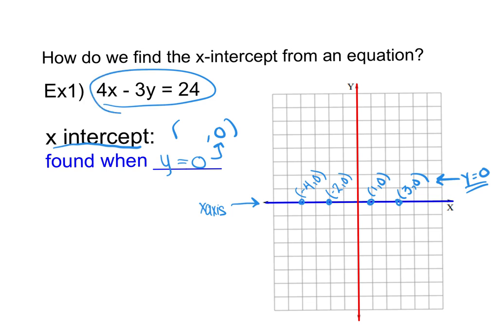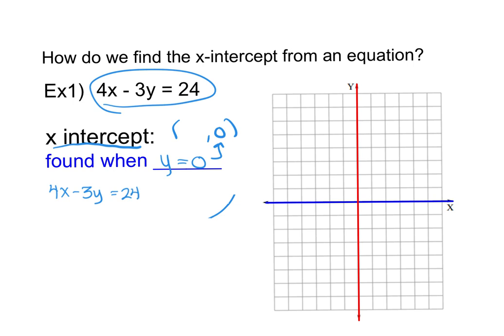We're going to erase this now because we're going to find the actual intercept for this particular function. We have the function 4x minus 3y equals 24, and we need to find the x-intercept. The x-intercept occurs when y is equal to 0. So we're going to replace y with 0 and calculate the x value that matches up with it.